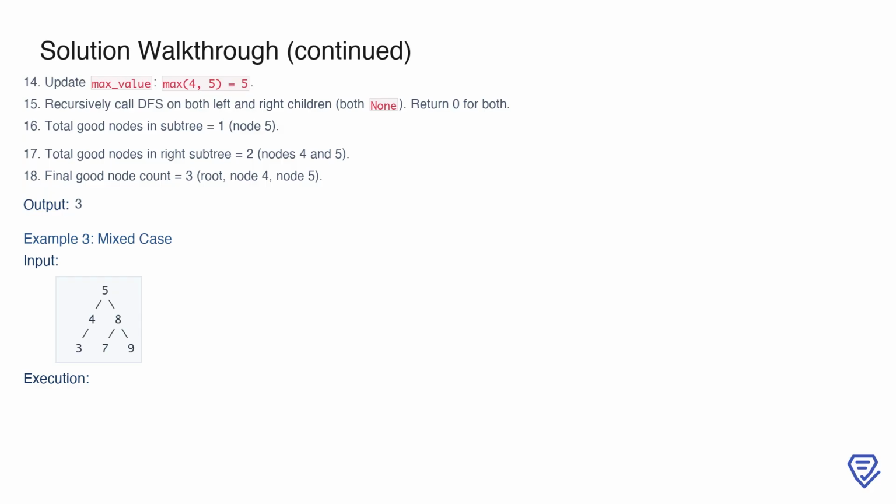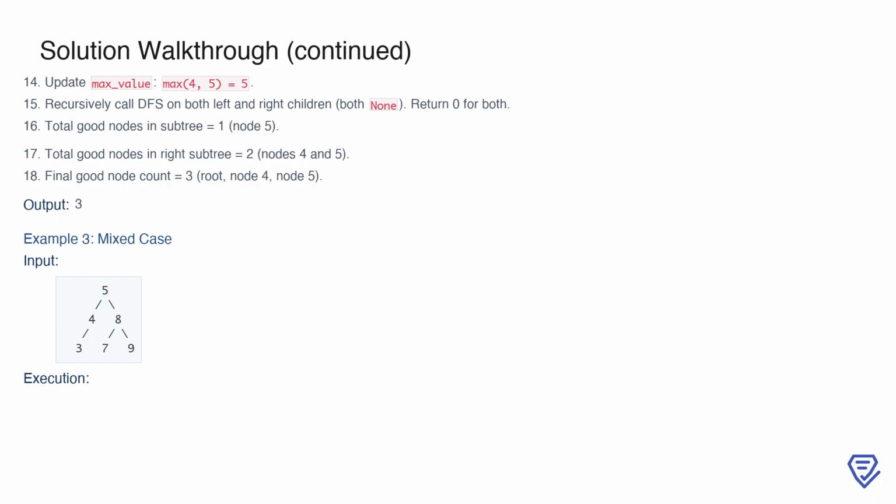Continuing with the right subtree of the node with value 4, we move to its child node with a value of 5. Comparing 5 with the max_value of 4, we find that 5 is greater than or equal to 4, so this node is also a good node. The count is incremented by 1, and the max_value is updated to 5. Since this node has no children, the recursive calls for both left and right return 0. Therefore, the total good node count for the subtree rooted at node 5 is 1.